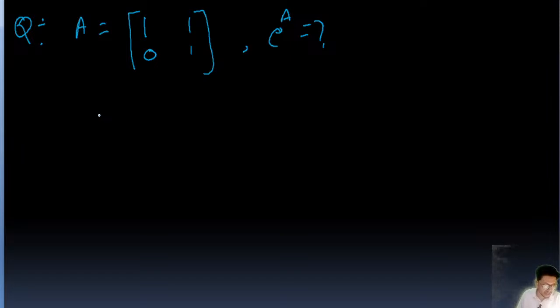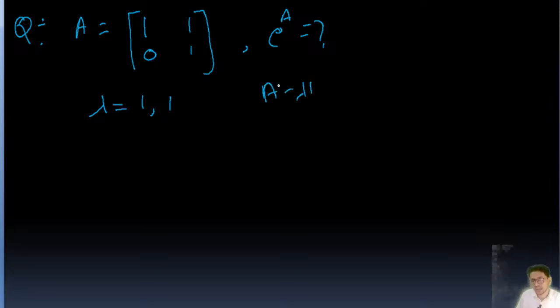So here we'll first find the eigenvalues. We can see this is an upper triangular matrix, right? Why? Because the elements below the diagonal are 0. So we know if there is an upper triangular matrix, the values of lambda are the diagonal elements, so 1 and 1.